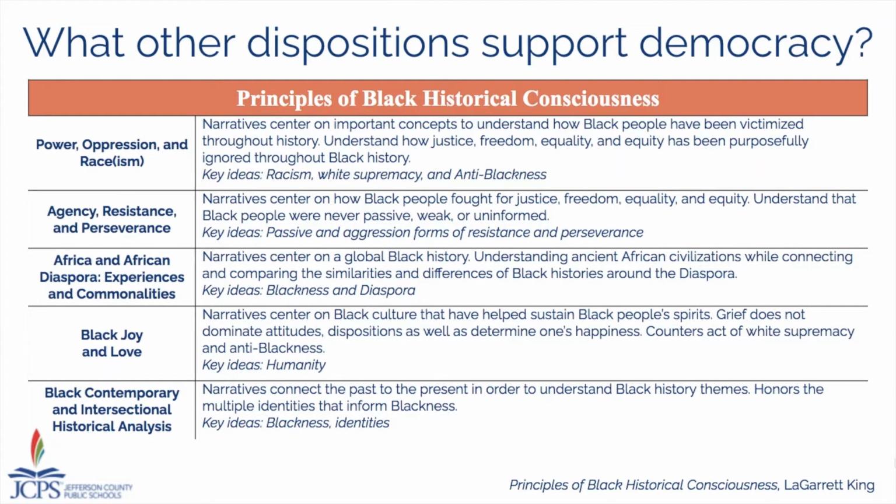And Black love and joy that are really about a shared humanity, that really is trying to counter the idea of white supremacy and anti-Blackness with anti-racism. And finally, as Dr. King would say, looking at the complexities of the movement, where we're looking at oftentimes Black history is dominated by men who are straight, who are Christian, who are middle class. And so we're looking at the different ideas and intersectionalities and the identities that make up the historical analysis of that Black history.